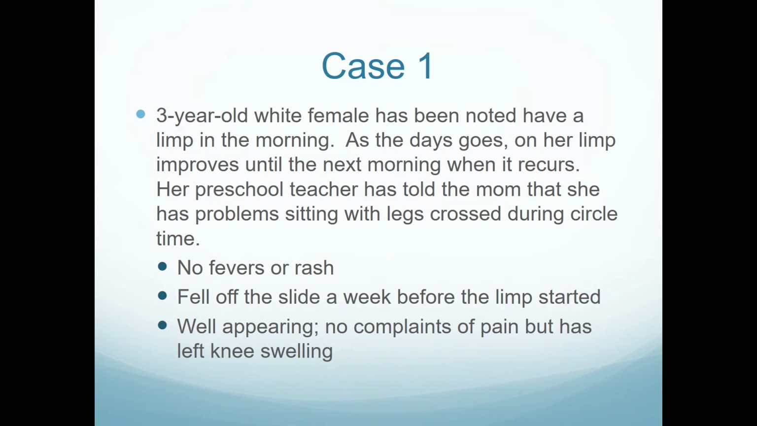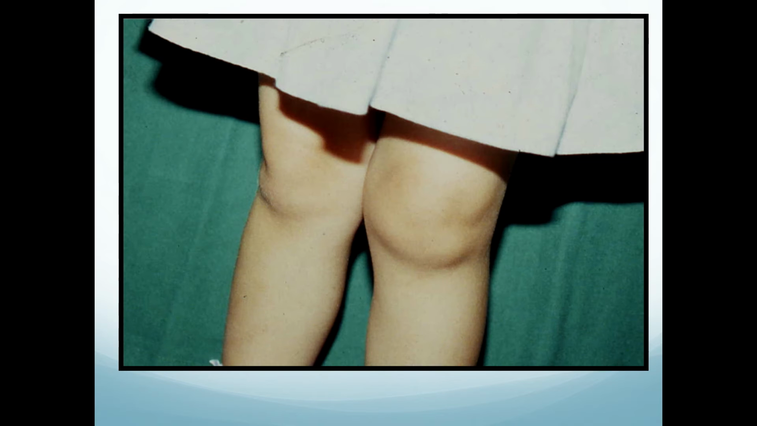So this is a 3-year-old white girl who's been noted to have a limp in the morning. As the day goes on, her limp gets better until the next morning when it comes back. Her preschool teacher says to her mom that she's been having problems sitting in circle time, keeping her legs crossed. All right, she's had no fevers or rash. This child is otherwise well. Her parents say, oh yeah, she fell off the slide a week before the limp started, and she is otherwise well appearing with no complaints of pain, but has left knee swelling.